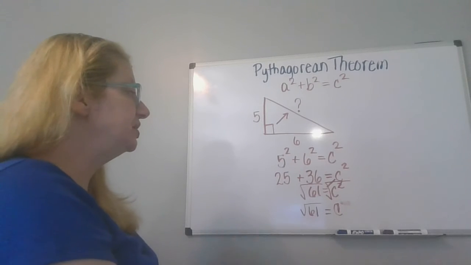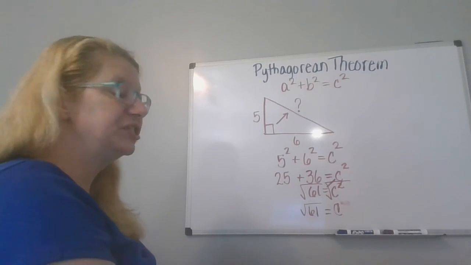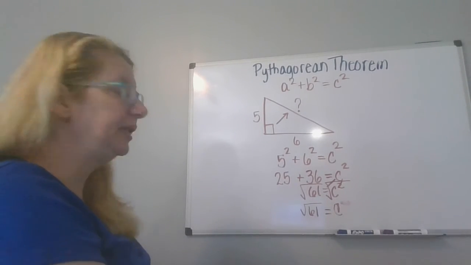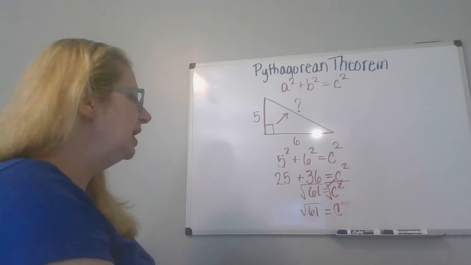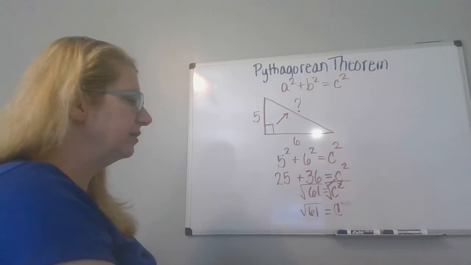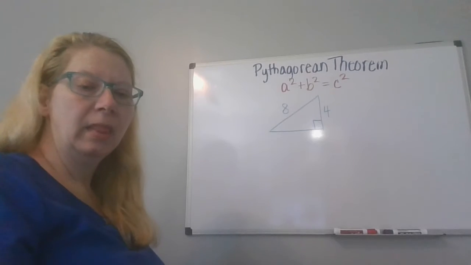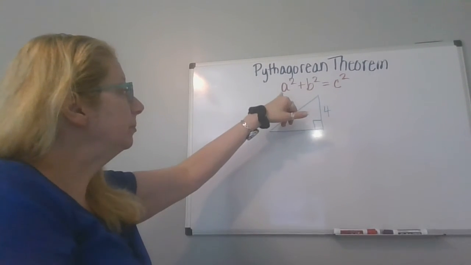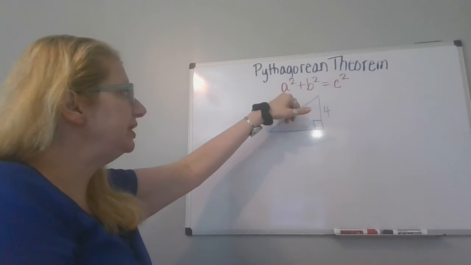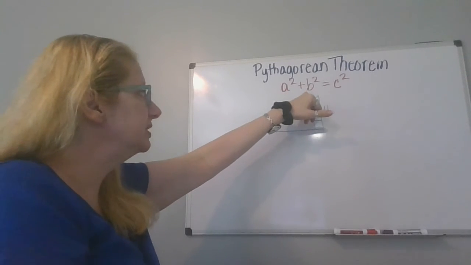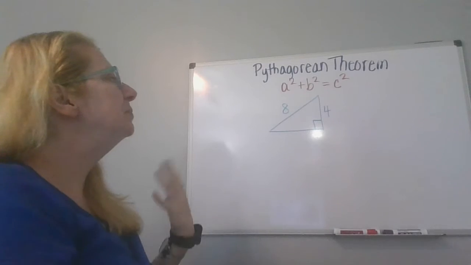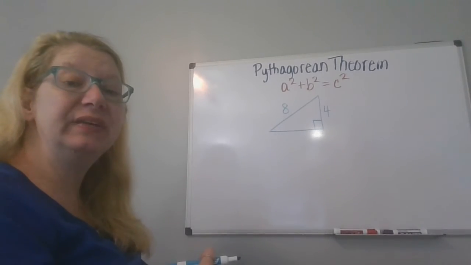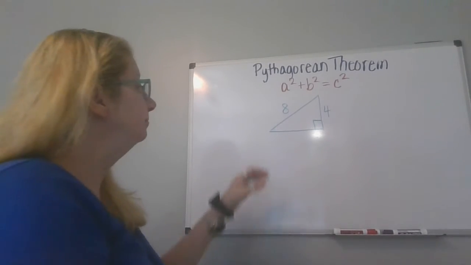And if we wanted to, we could put that in decimal form. We just put the square root of 61 into our calculator and it would give us a decimal version. In this case, we're just going to leave it with the square root of 61. We're going to try another setup on this particular problem. We still have our Pythagorean Theorem formula, which we're going to use for this problem. A squared plus b squared equals c squared. But in this case, we're given different pieces of information than on the previous problem.